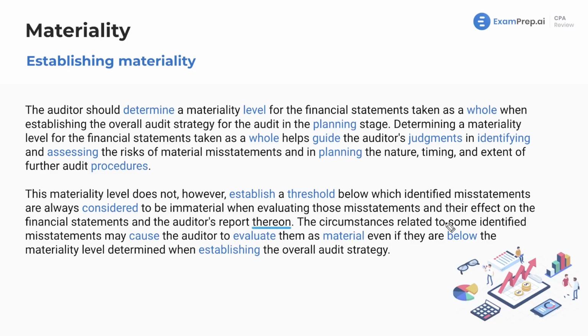The circumstances related to some identified misstatements may cause the auditor to evaluate them as material, even if they are below the materiality level determined when establishing the overall audit strategy. We are going to adjust it as needed. Some things may be immaterial and then they become material. It can happen. We got to be ready for that.